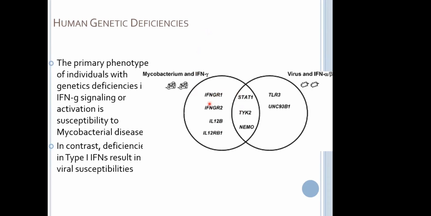We find that people that have natural mutations in the interferon gamma receptors, in IL-12, which is a key cytokine that promotes interferon gamma production, and then the signaling molecules downstream of interferon gamma are particularly susceptible to Mycobacterium. So the primary phenotype of individuals with genetic deficiencies in interferon gamma signaling or activation is susceptibility to mycobacterial disease. It's usually actually not TB that they present with, because they'll present very young. They'll usually present with Mycobacterium avium or Mycobacterium bovis as a skin infection. Also Mycobacterium leprae. So leprosy is also a mycobacterial disease.